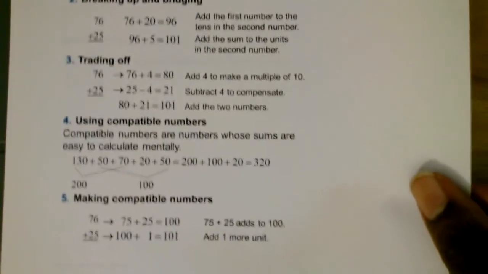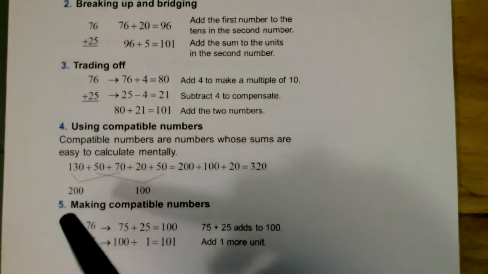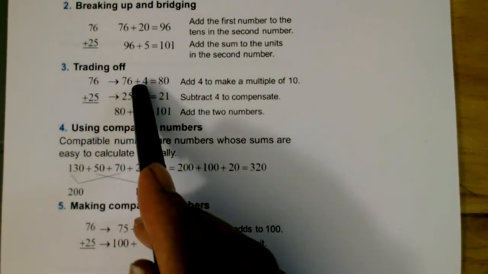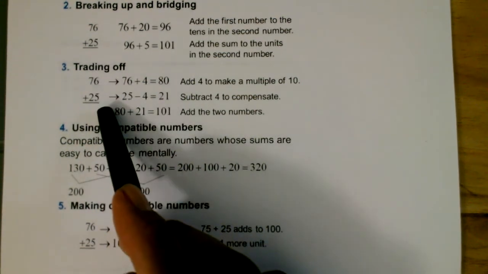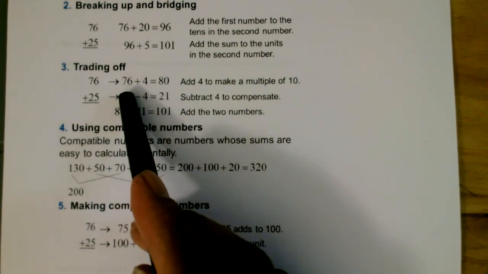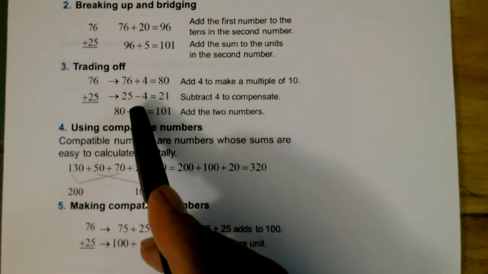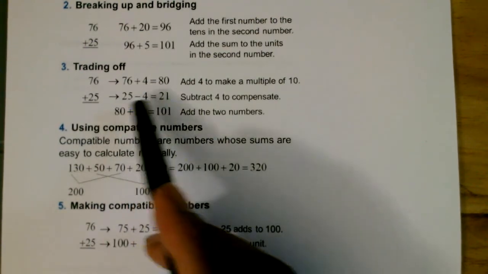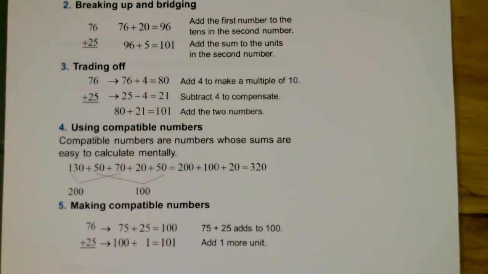And then next is the trading off approach. The trading off is this. We add some number to make it a multiple of 10 and then subtract that same number from the second to compensate. Like 76 and 25, 76 is 4 away from 80. So if I add 4 to the 76, I'll get 80, which is a multiple of 10. But since I added 4 to the 76, I need to subtract 4 from the 25 to compensate. So 25 minus 4 will give me 21. And then we can add 80 and 21 together to get 101.